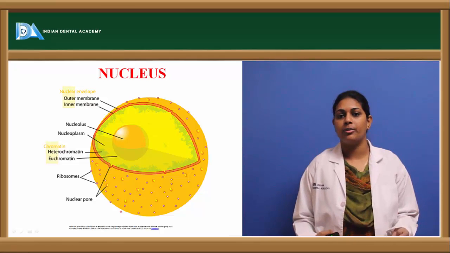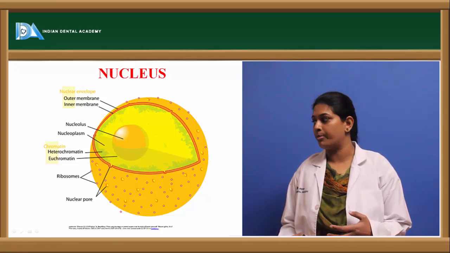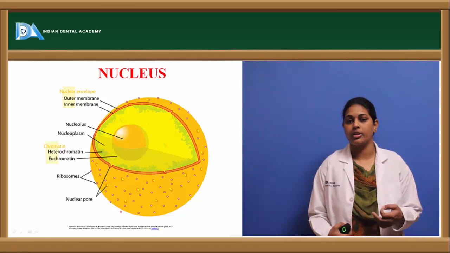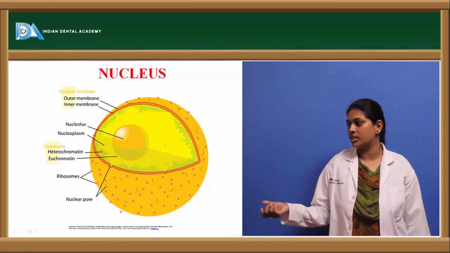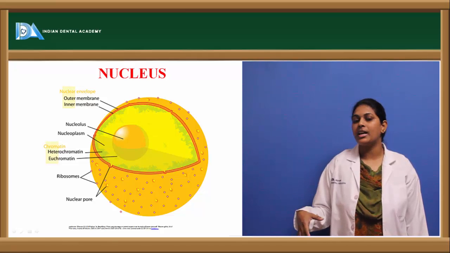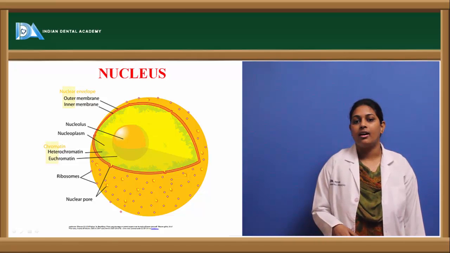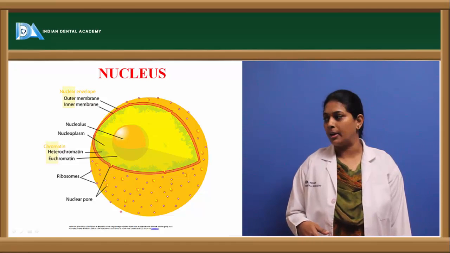These outer membrane and inner membrane usually protect the inner part of the nucleus from the external environment, as well as protect the nucleolus and the nucleoplasm. Nucleolus is a structure present in the center, which constitutes the DNA. Nucleoplasm is a structure similar to the cytoplasm. Since it is present in the nucleus, it is known as nucleoplasm.